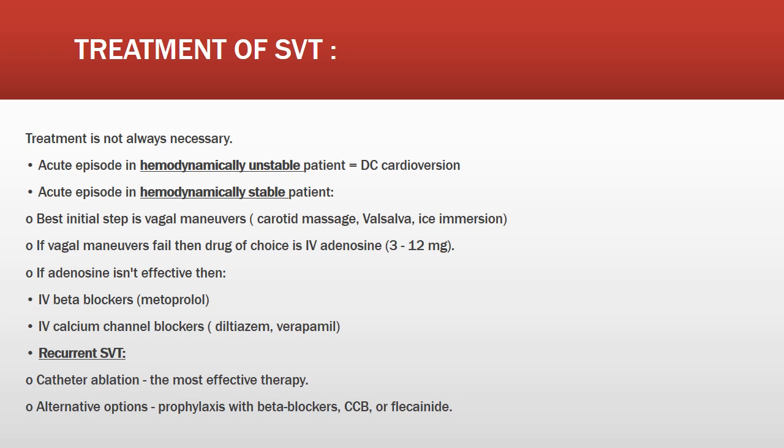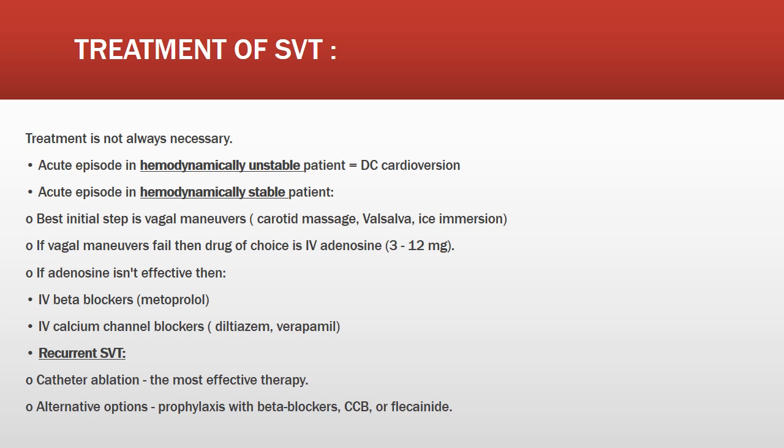The best initial step is a vagal maneuver, either carotid massage or Valsalva maneuver, ice immersion, anything, but it's the best initial step. If vagal maneuvers fail, then the drug of choice is IV adenosine 3 to 12 milligrams. If adenosine isn't effective, then IV beta blockers, for example metoprolol, can be given, or an IV calcium channel blocker like diltiazem or verapamil can be used.